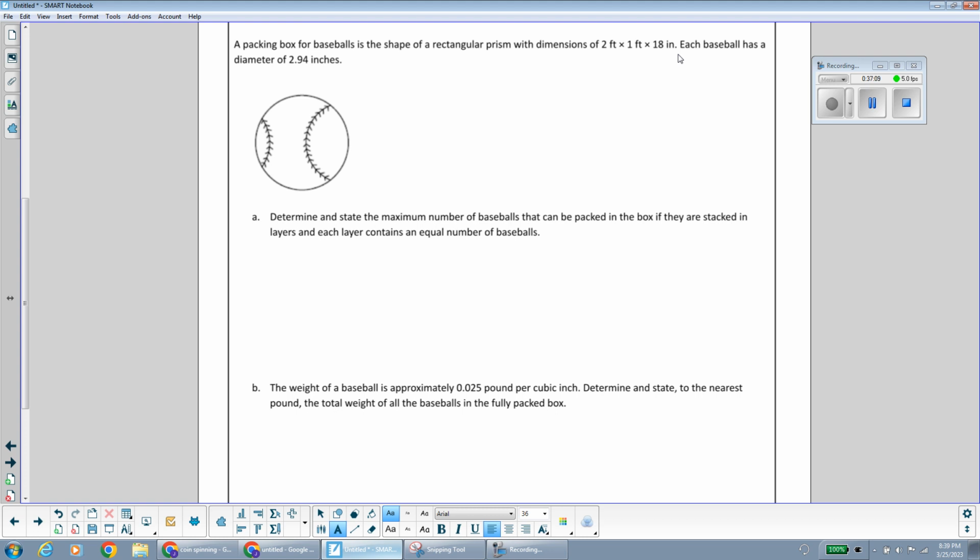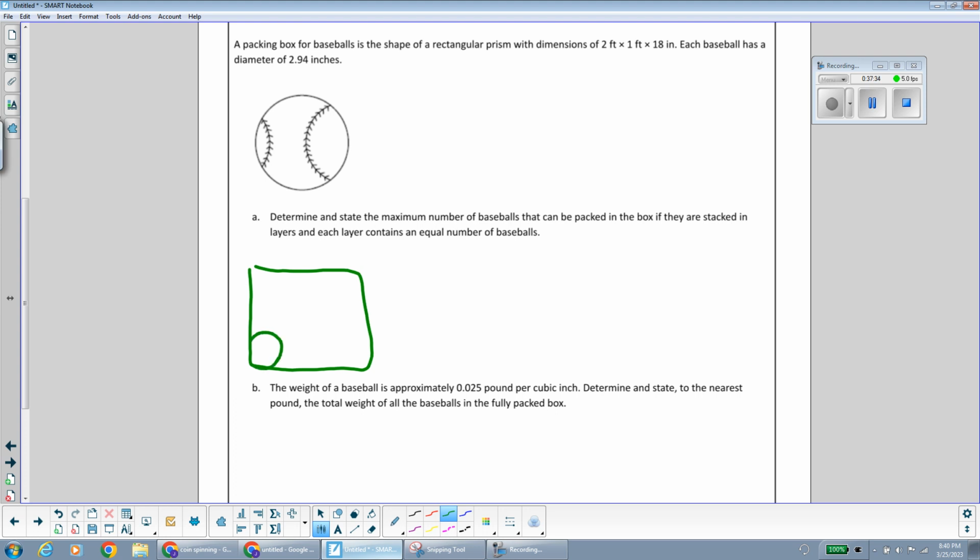Each baseball has a diameter of 2.94 inches. Determine and state the maximum number of baseballs that can be packed in the box if they are stacked in layers and each layer contains an equal number of baseballs. So basically I have a rectangular prism box. I cannot draw 3D shapes. And basically we're sticking baseballs inside the box.